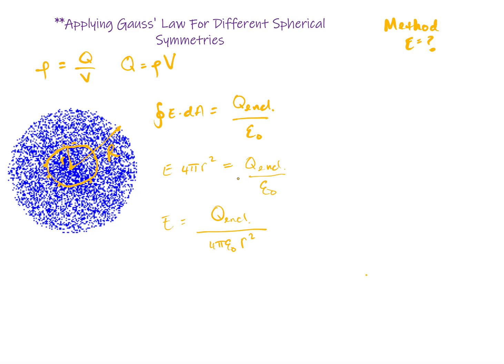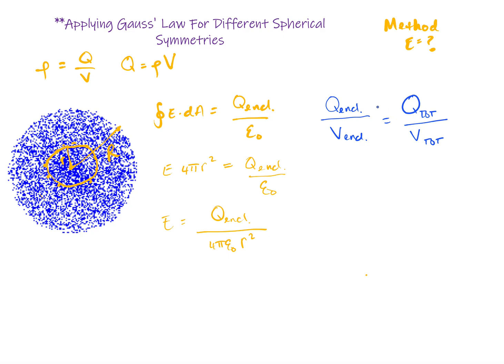But how do we actually relate the amount of enclosed charge to the total amount of charge over here? We're going to use something a little bit different where we're going to do a ratio, and the ratio is going to be the amount of enclosed charge is proportional to the amount of volume enclosed, and the amount of total charge is going to be proportional to the total volume of the cloud.